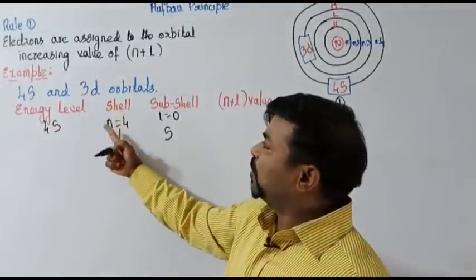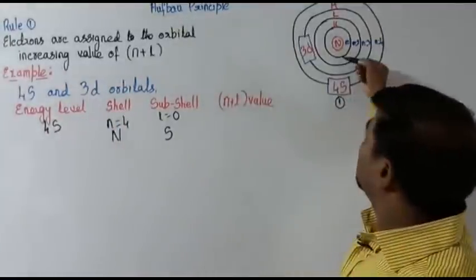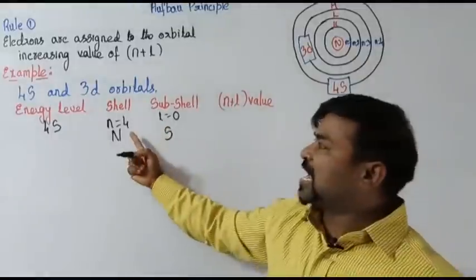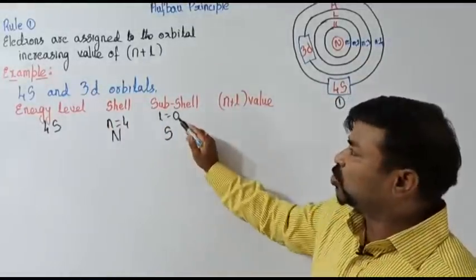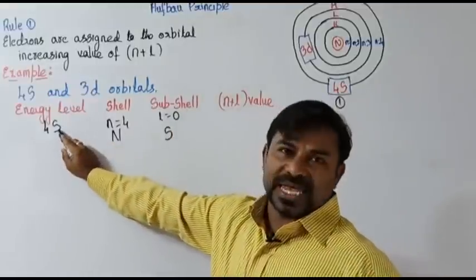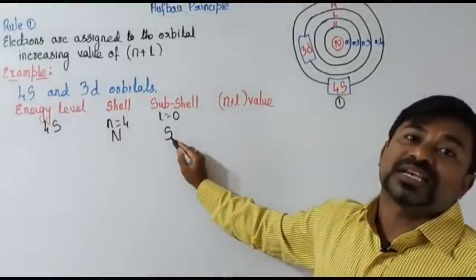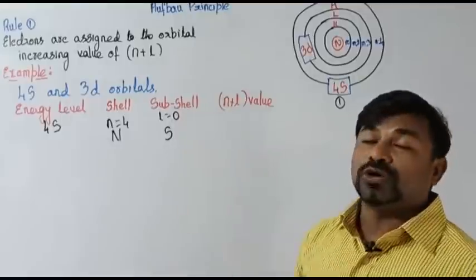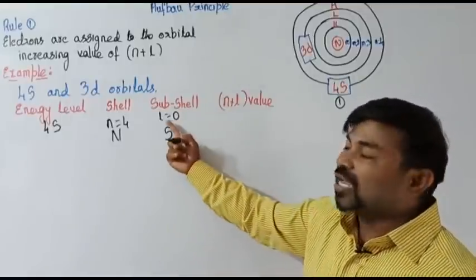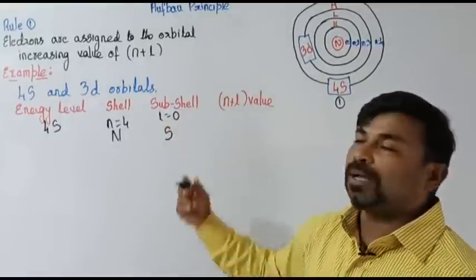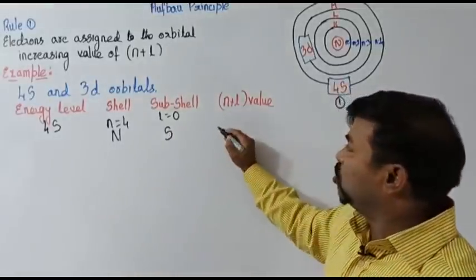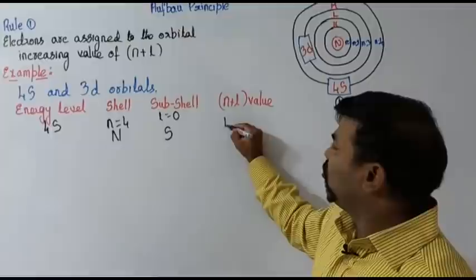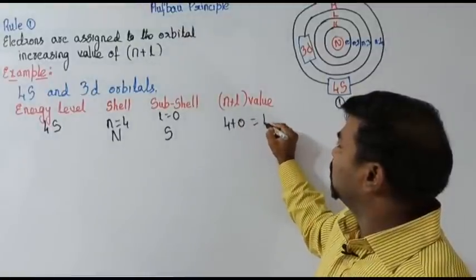By seeing the principal number I write, 4, it's K, L, M, N. N is the shell and the principal quantum number is 4. Now let's go for the subshell. By seeing this s, we can say the subshell is l, and we denote it with the azimuthal quantum number. For an s orbital, the azimuthal quantum number is 0. Now, n plus l means 4 plus 0, which is 4.